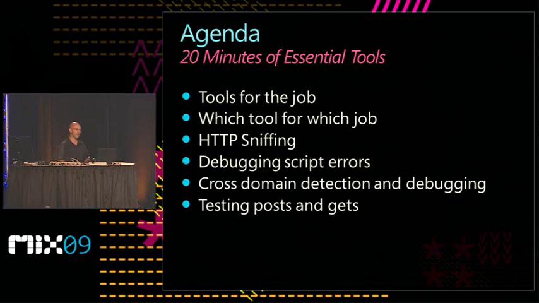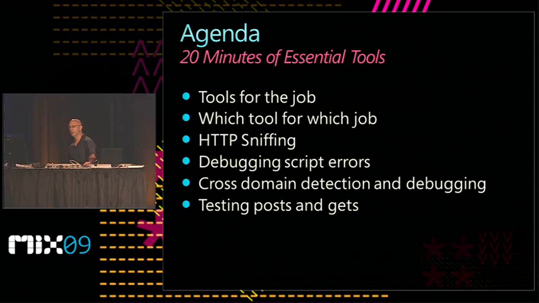We'll talk a little bit about the watchdogs, the HTTP sniffing, HTTP monitoring, and how that can help you out considerably with using Silverlight applications. Debugging script errors. We'll talk about some of the features that you can use in Internet Explorer 8 to do some of that. Cross-domain detection and debugging. I'll talk briefly about what the cross-domain policy files do for you with Silverlight and other RIA applications. And then testing posts and gets and how you can do that with different tools.